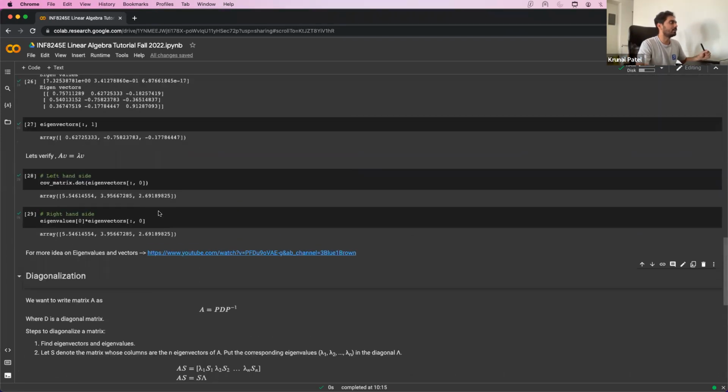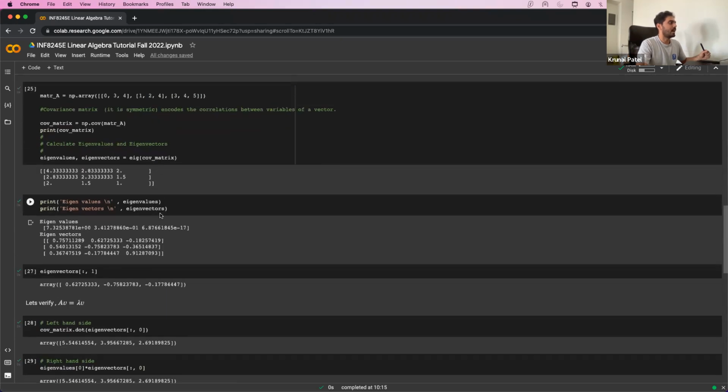If you remember, the property of eigenvectors is this: when v is the eigenvector and lambda is my eigenvalue, then it will satisfy this property. When I multiply this A matrix with vector v, I get my eigenvalue times the same vector v, right? This is the property of eigenvectors and eigenvalues.